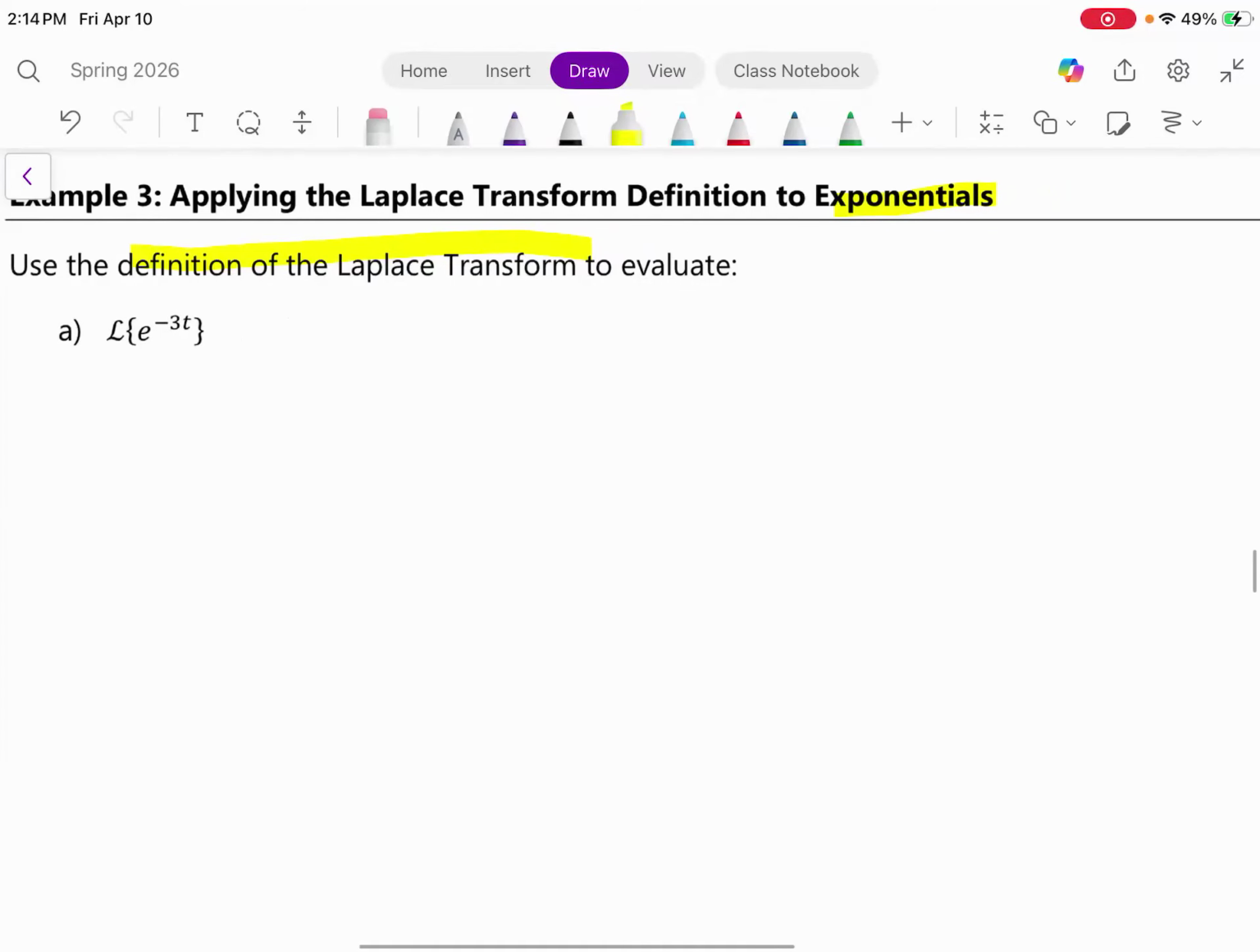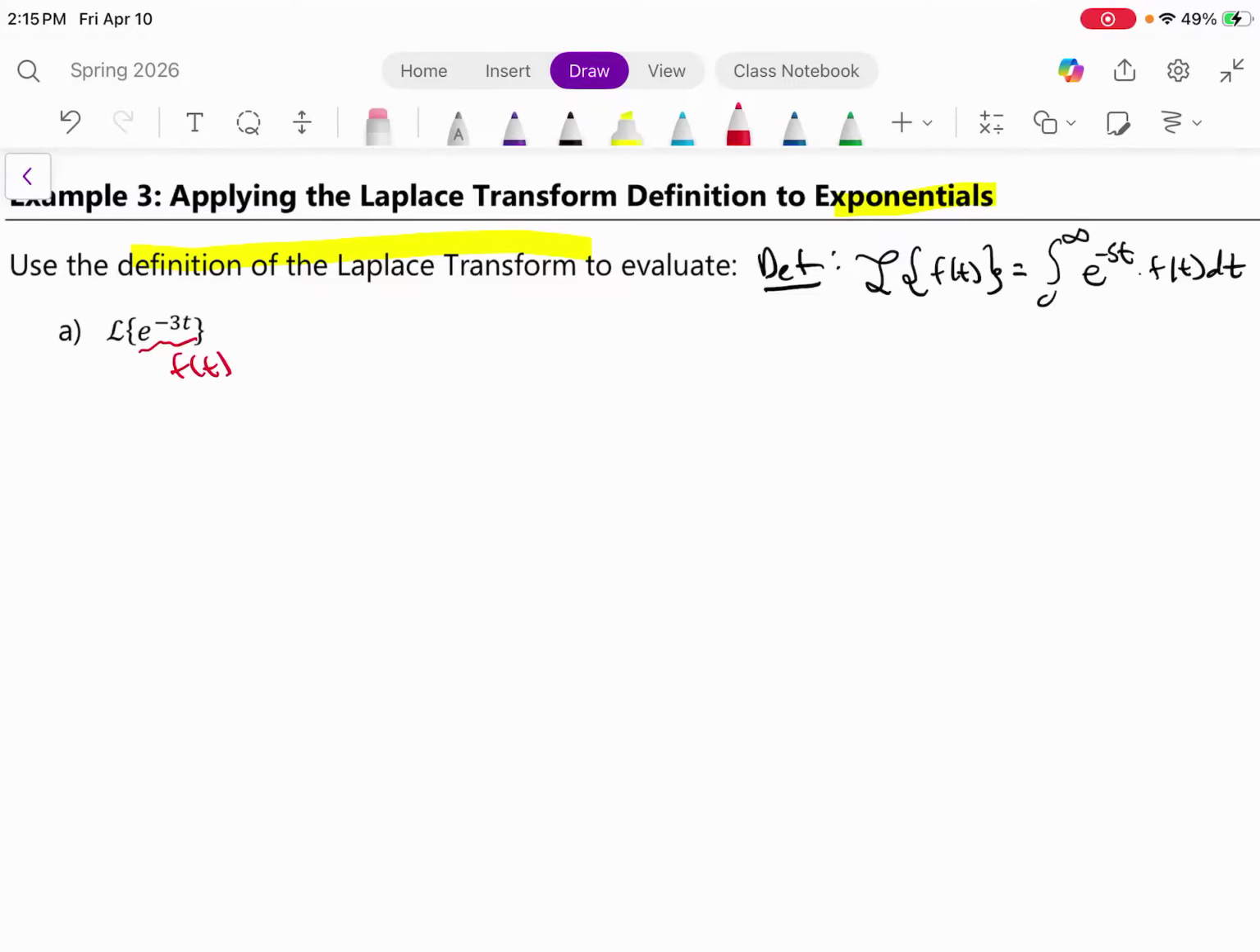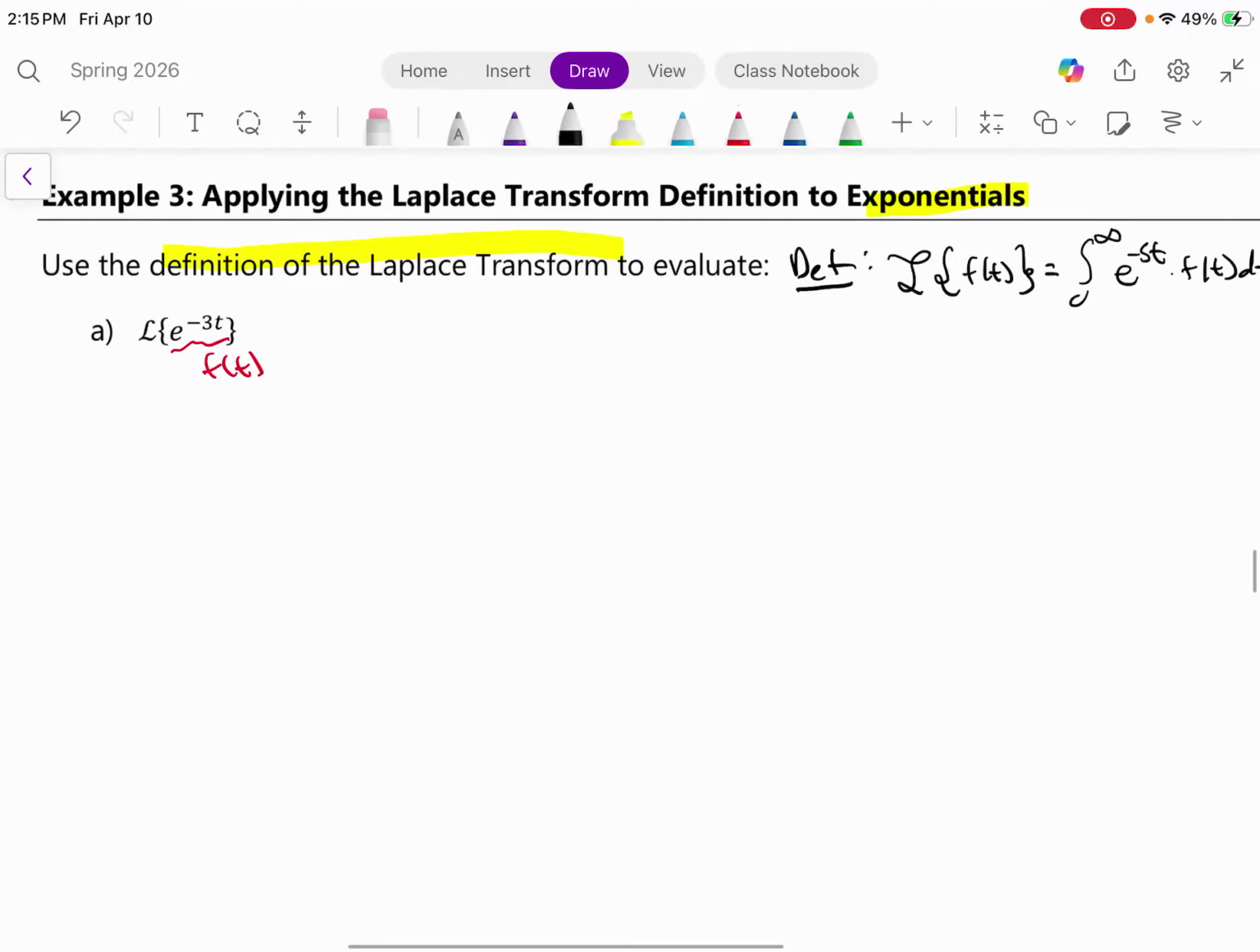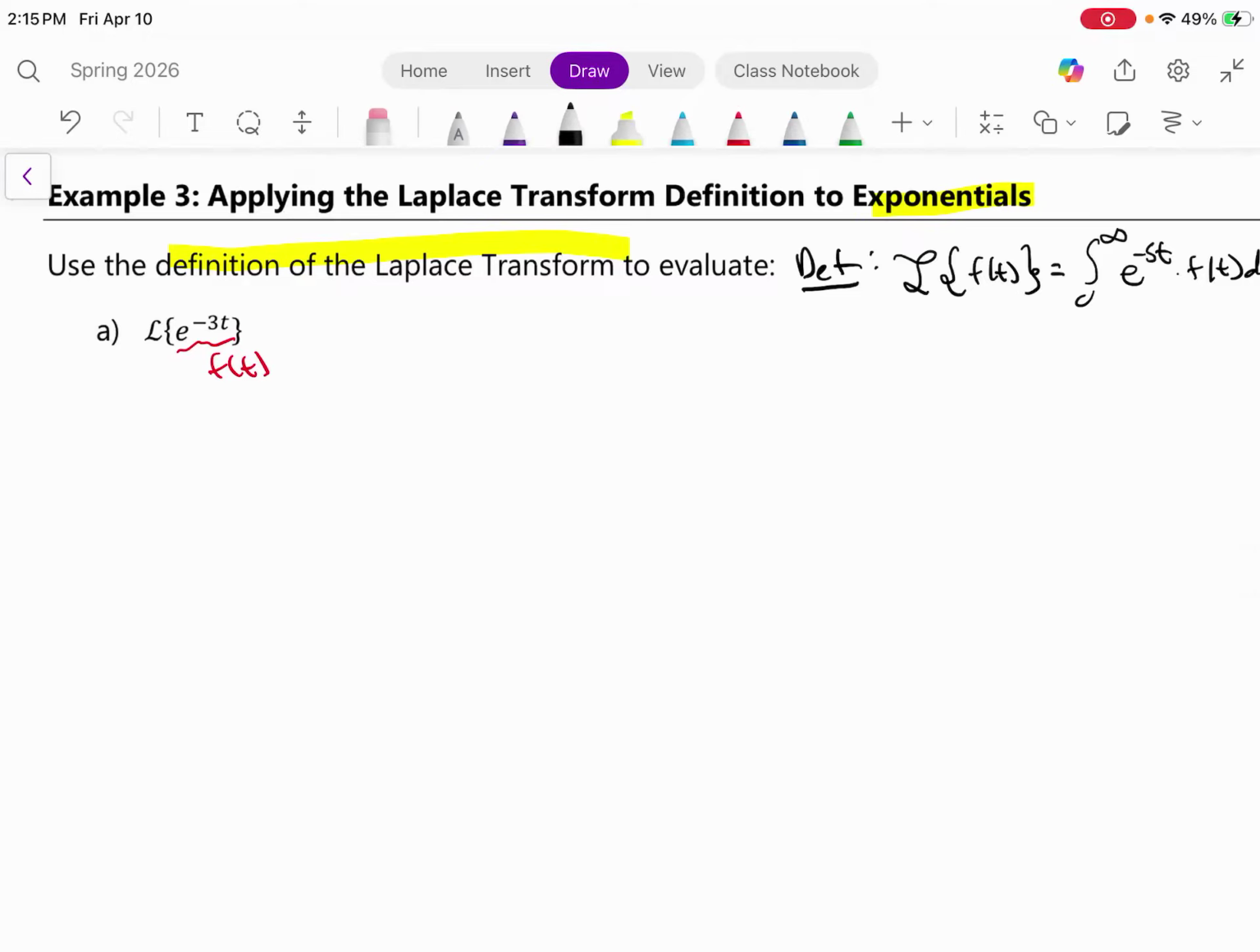Okay, so just to have it ready for us to go, let's rewrite the definition of a Laplace transform. The Laplace of a function f of t is the integral from 0 to infinity of e to the negative st times f of t dt. So e to the negative 3t is going to be my f of t that I'm going to be plugging into this integral. Let's go ahead and get started with this Laplace transform.